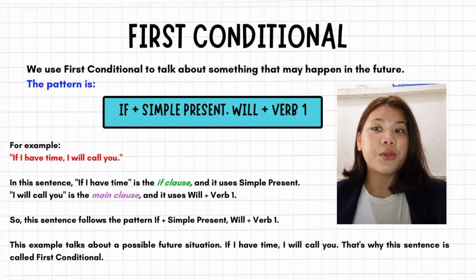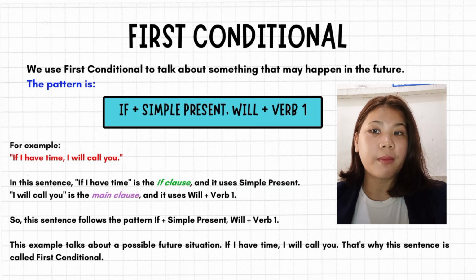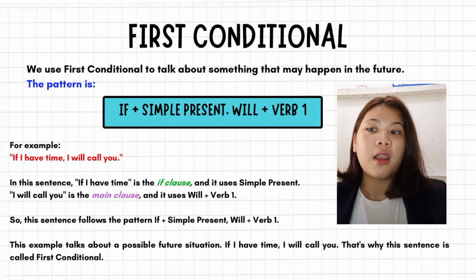The second type is first conditional. We use first conditional to talk about something that may happen in the future. The pattern is if plus simple present, comma, will plus verb 1. For example, if I have time, I will call you. In this sentence, if I have time is the if clause and it uses simple present. I will call you is the main clause and it uses will plus verb 1.